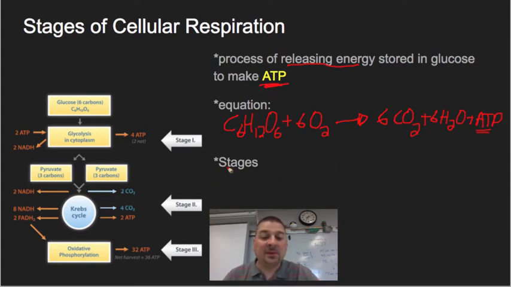Okay, it's broken up into 3 different stages. Stage 1 over here, which is happening in the cytoplasm, stage 1 is glycolysis. Stage 2, the products will then be moved into the mitochondrion, which we'll learn about in the next video. And step 2 will be the Krebs cycle.